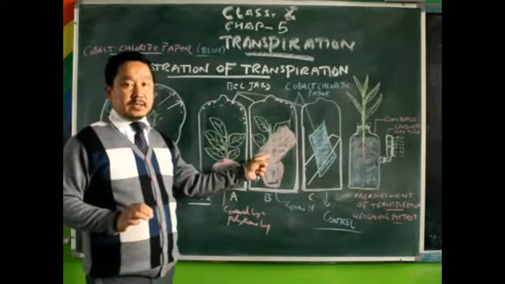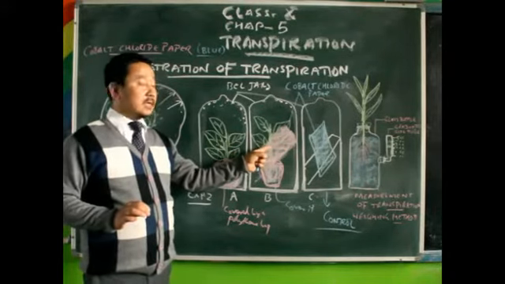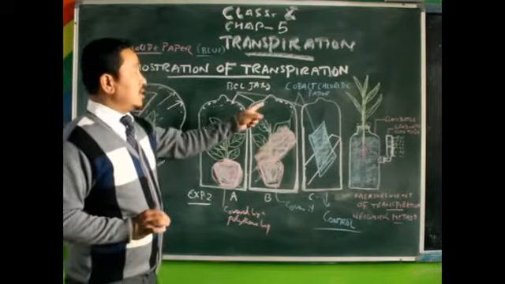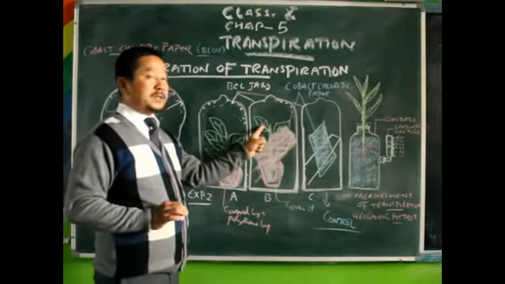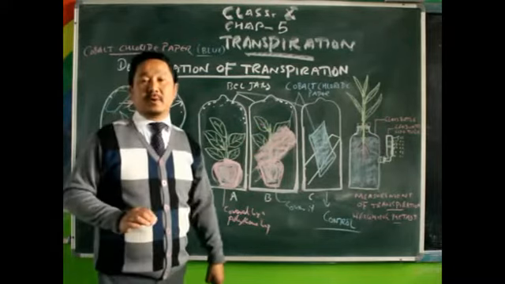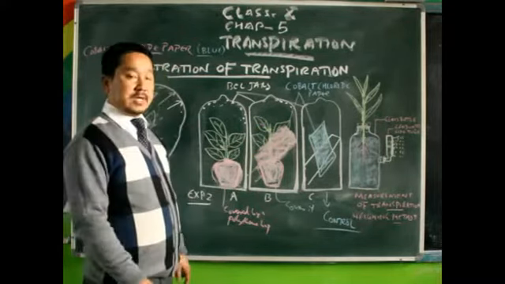Same thing is happening here also. So that pink color of this one is because of the droplets of water which are coming from the leaves or the aerial region of this plant in the form of vapor, which is called transpiration.